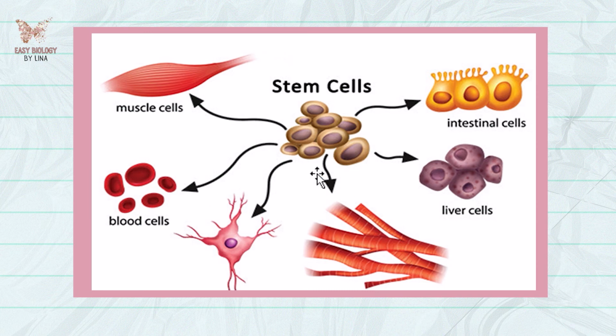In differentiation, these stem cells can make muscle cells, blood cells, nerve cells, liver cells, and intestinal cells, for example. Now each one of these cells has its specific function to do. For example, the nerve cell receives and transmits nerve impulses.